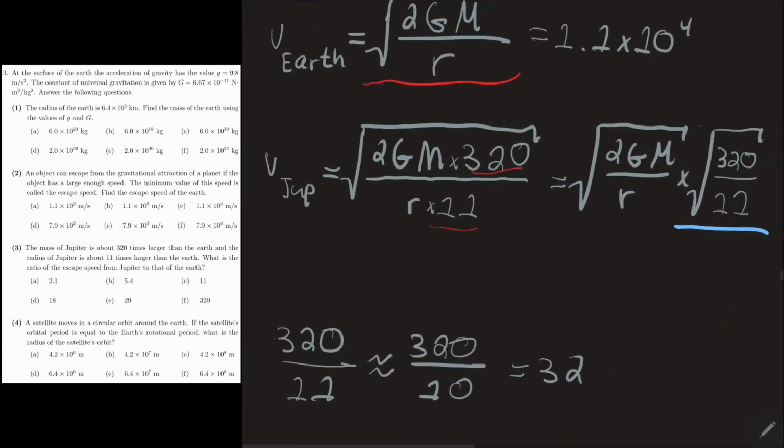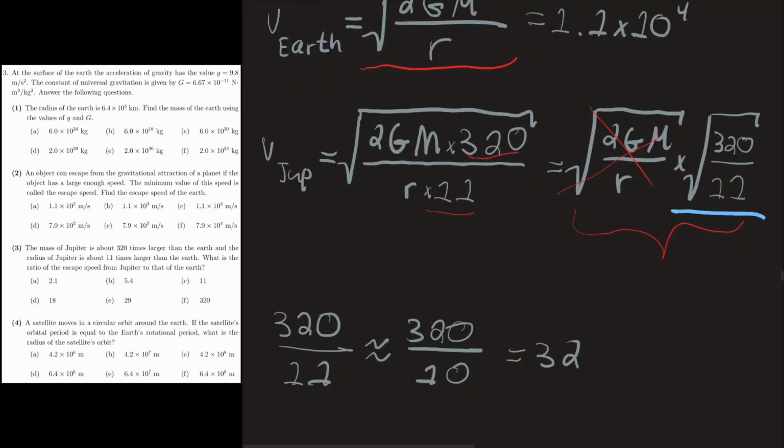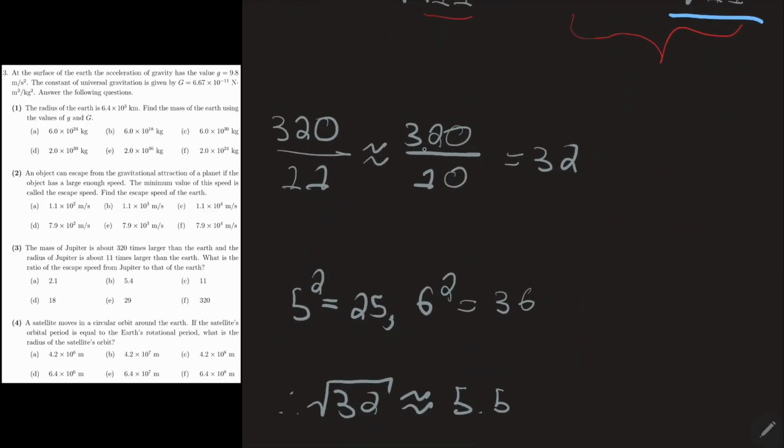Since if you took all this and divided it by the escape speed of the Earth, all this stuff would cancel out because that's just the same as what it is for Earth. And you'd just be left with the square root of 320 divided by 11. So we have 320 divided by 11, roughly equal to 320 divided by 10, which is equal to 32. So we need to find the square root of 32.